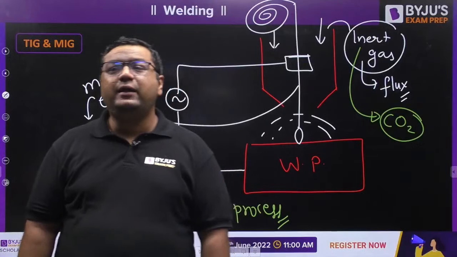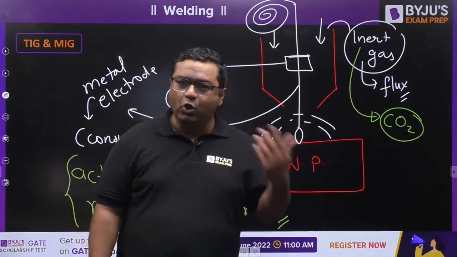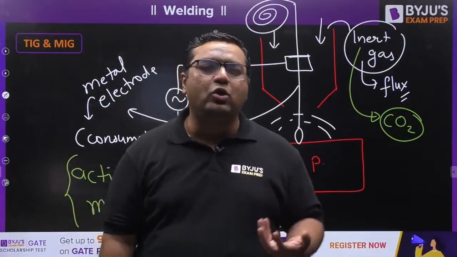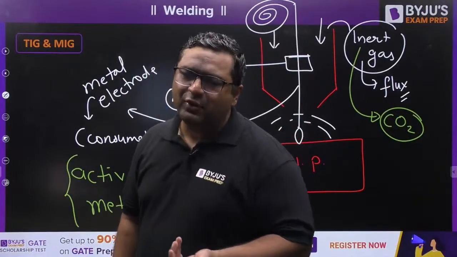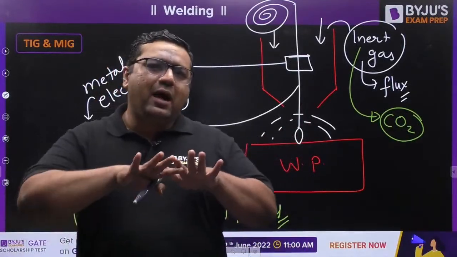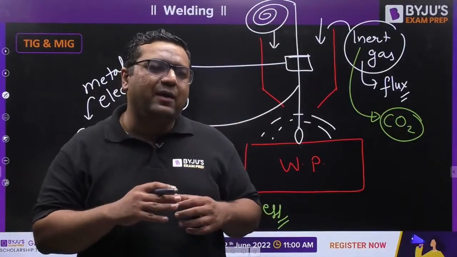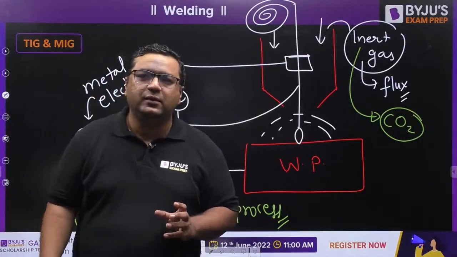Abdul Kalam ji, the inert gases are helium, neon, argon, because they are inert. Inert means they do not participate in the reactions. That is why we are using them, because we wanted to save the molten weld pool from the air, because otherwise the molten weld pool metal can react with oxygen and make metal oxides.